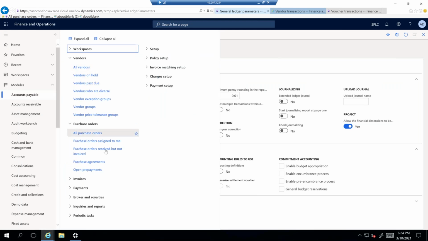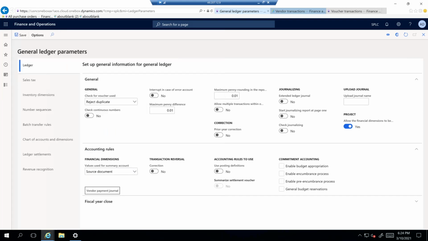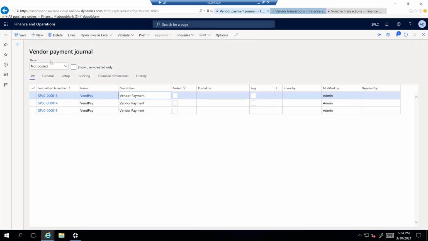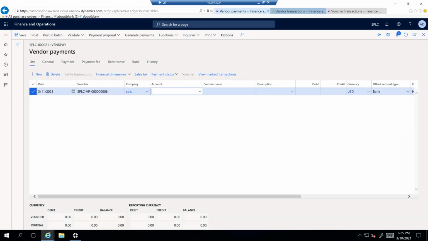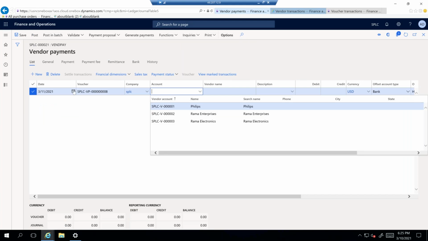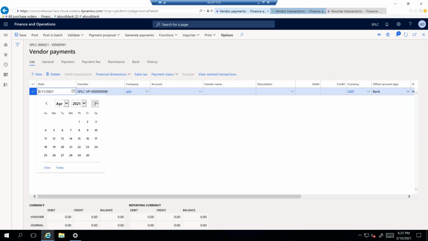Accounts payable, payments, payment journal. So I'm selecting vendor payment. Go to lines. Select the vendor. So let me change the date. Suppose I'm paying on 16th May, or 17th May, because that is Monday.